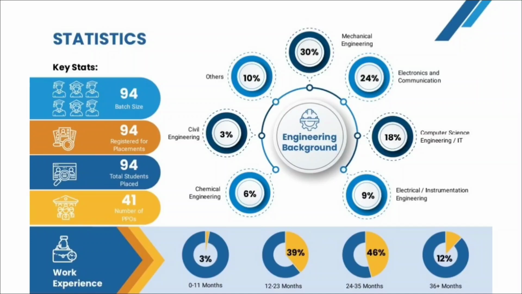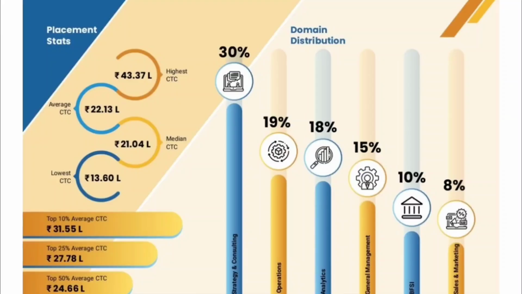If we consider the placements, then the highest CTC offered with this college is nearly 43.37 lakhs per annum. The average CTC offered with IIT Kharagpur is nearly 22.13 lakhs per annum. The median CTC offered is nearly 21.04 lakhs per annum, and the lowest CTC offered with this college is nearly 13.60 lakhs per annum. The top 10% candidates have an average salary package of 31.55 lakhs per annum, the top 25% candidates have an average package of 27.78 lakhs per annum, and the top 50% candidates have an average CTC of 24.66 lakhs per annum.